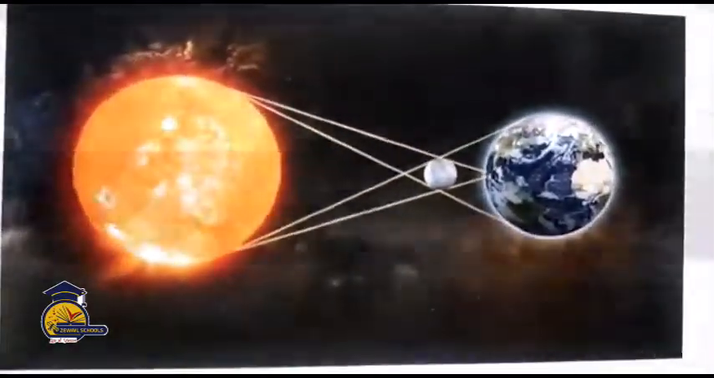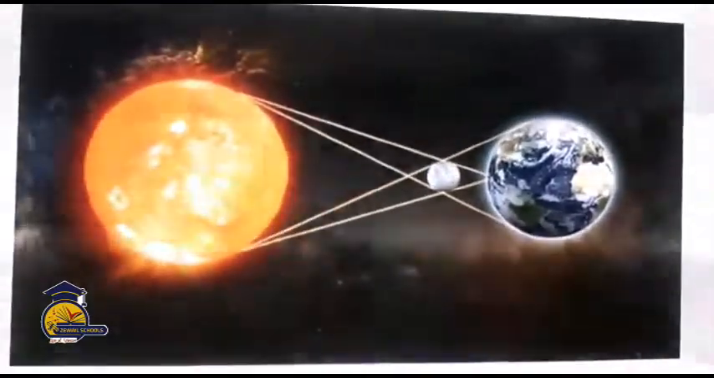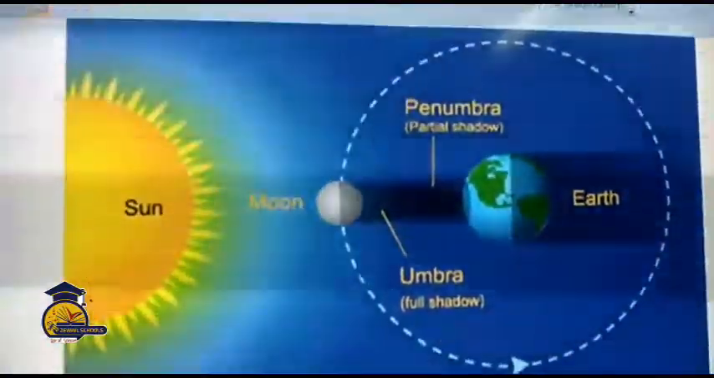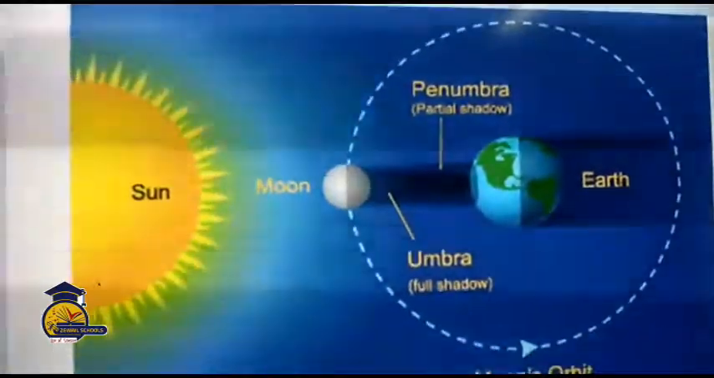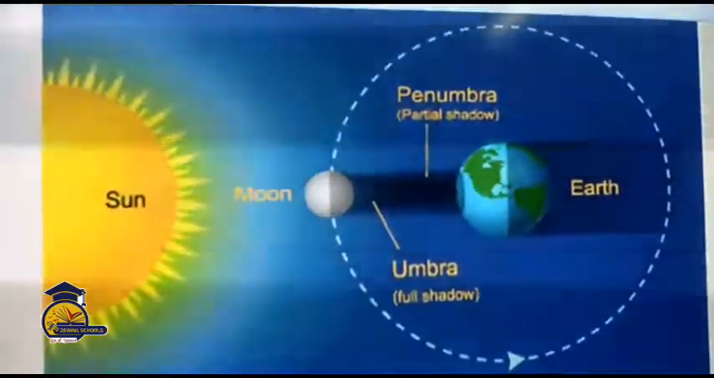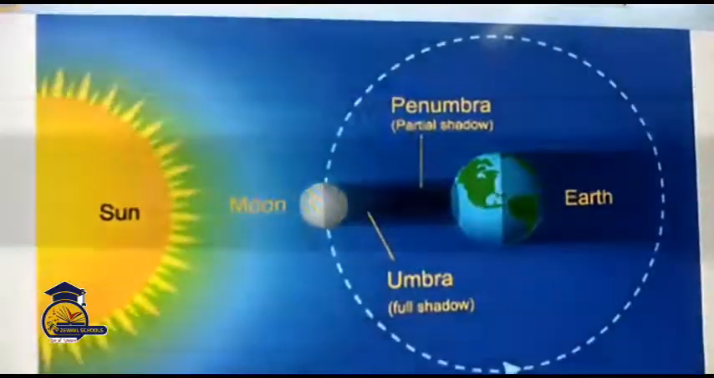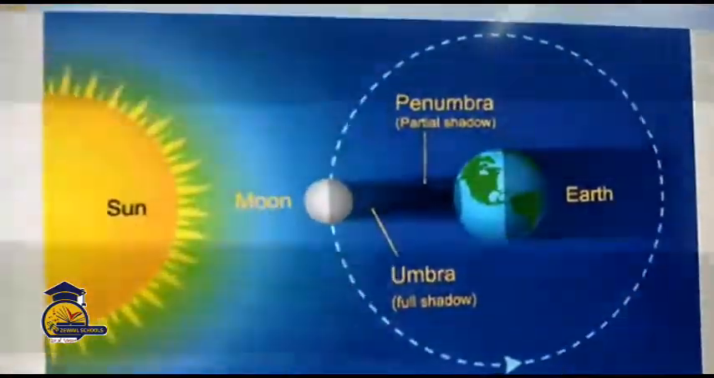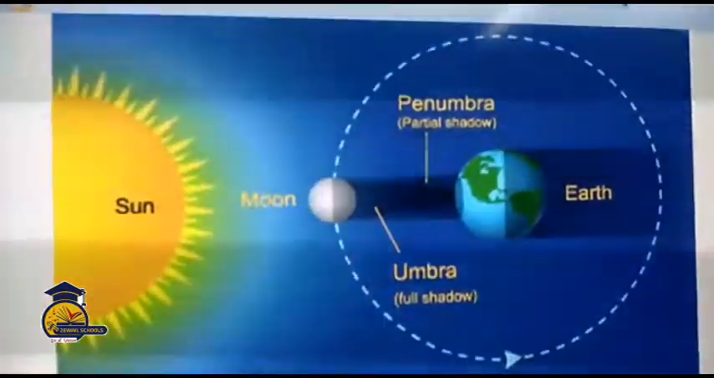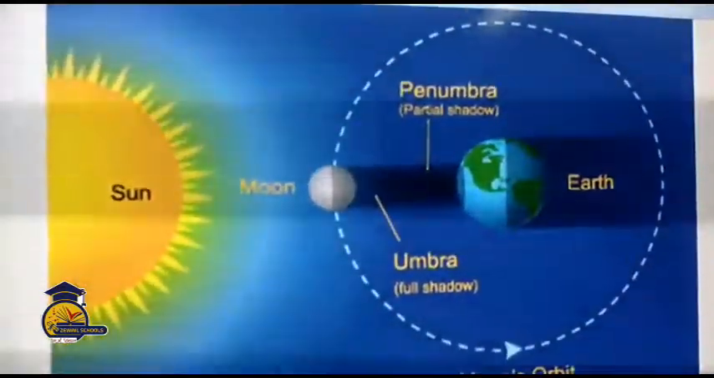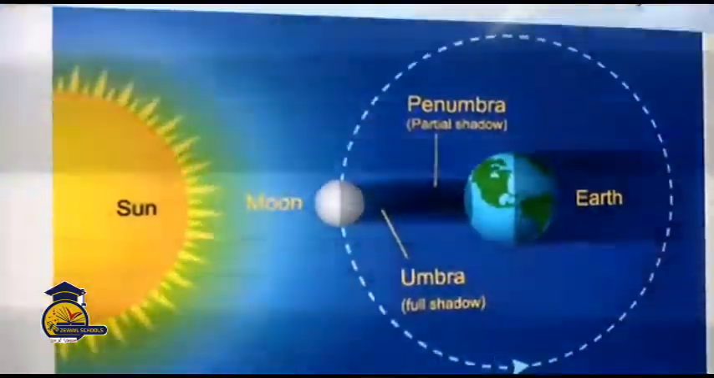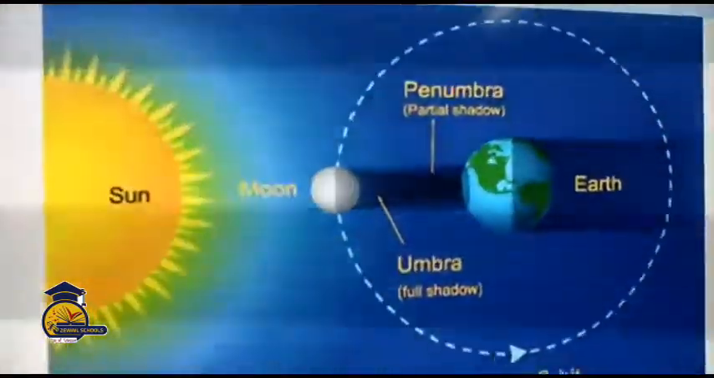Today we'll talk about solar eclipse. We will know what is meant by solar eclipse and how it happens. Okay? So, what is meant by solar eclipse? It is an astronomical phenomenon which occurs when the Earth, the Moon and the Sun are nearly on one straight line, with the Moon in the middle.